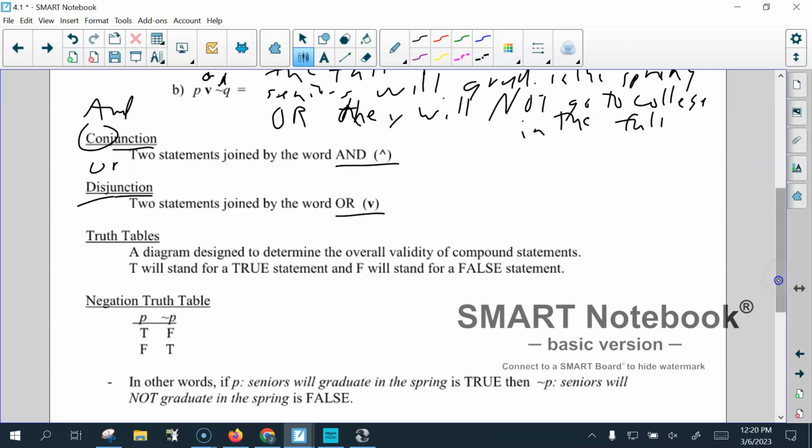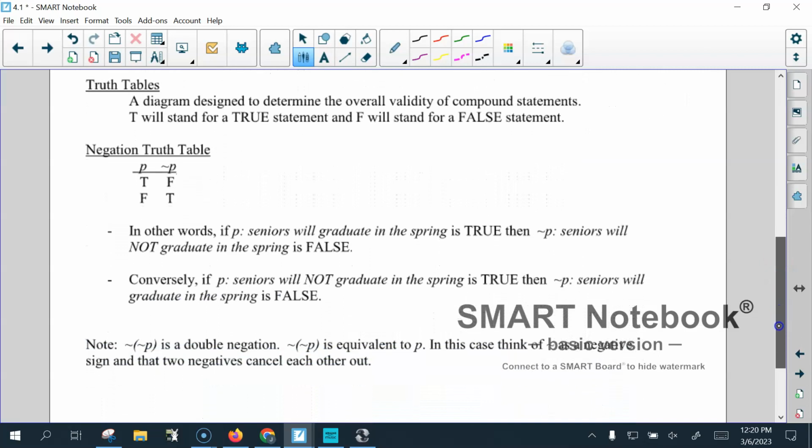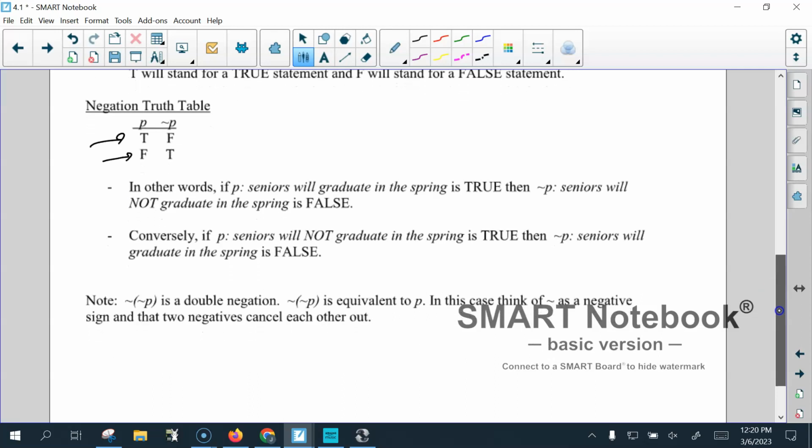Now we're going to talk about something that is pretty much only in logic, and they're called truth tables. It's a diagram designed to determine the overall validity of compound statements. T will stand for true, F will stand for false. Pretty easy. So a negation truth table is just basically saying, if P is true, not P would be false. And if P is false, then not P would be true. It's just taking the negation. So if true is false, and then the negation of a false is a true. That's all we're doing. Kind of common sense, nothing too tricky there.